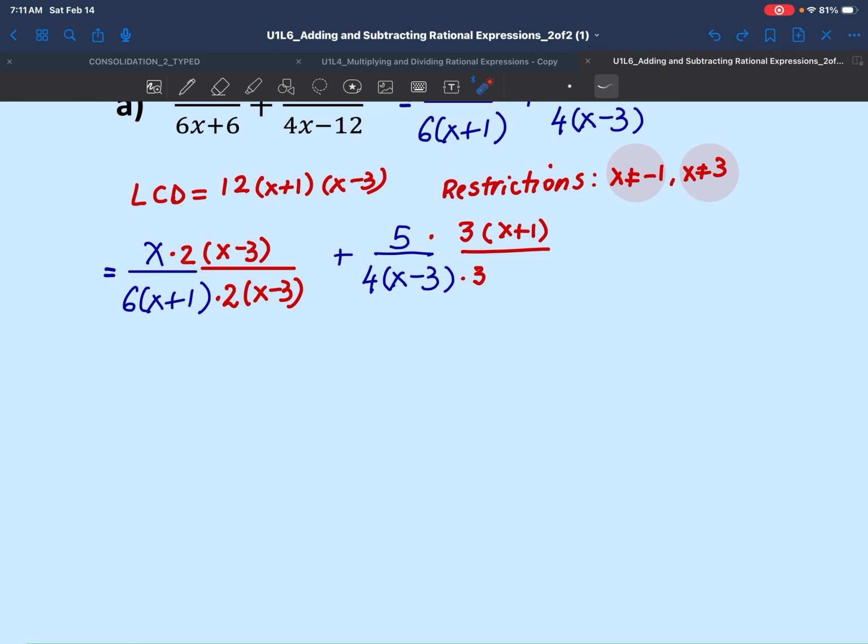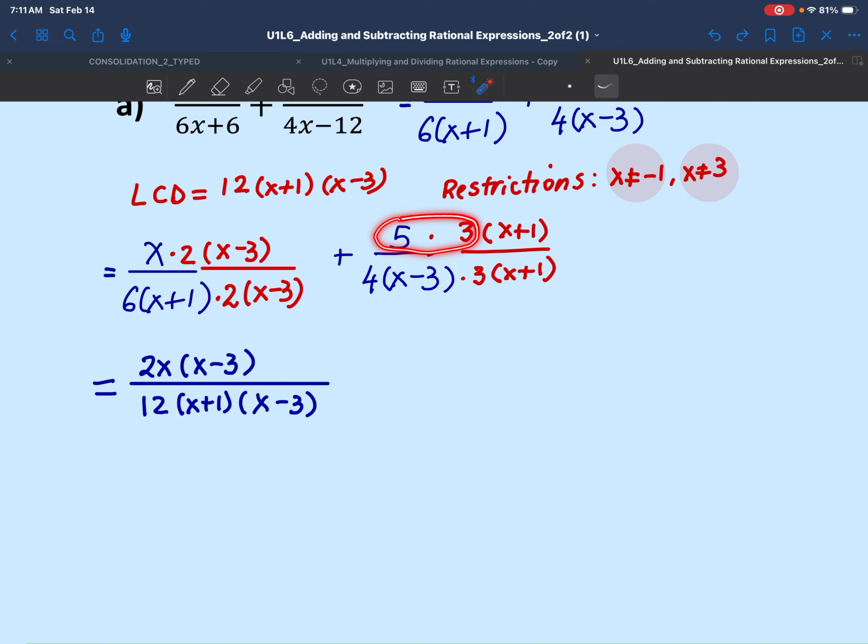So in the next step, we're going to start simplifying our numerators. And here we have 2 times x, so just write them in proper form, 2x, x minus 3, over the lowest common denominator, which now is 12 times x plus 1 times x minus 3. So 6 times 2, 12, and then the other two factors. And similarly here, we multiply 5 and 3, and that would be 15 times x plus 1, and then the denominator is 12 times x plus 1 times x minus 3.